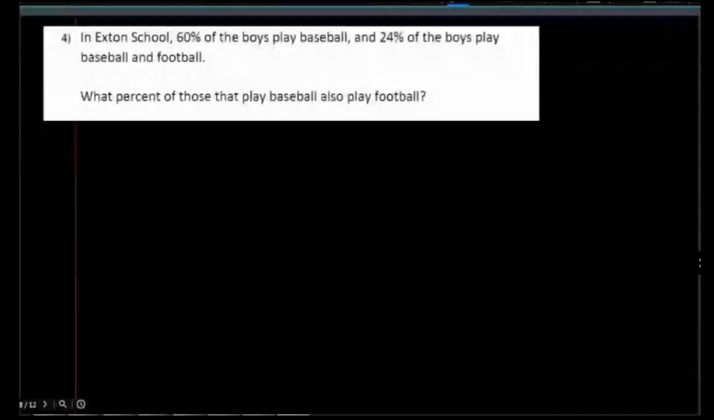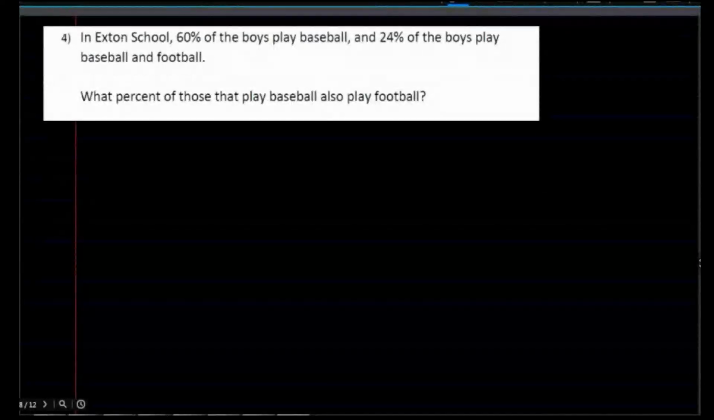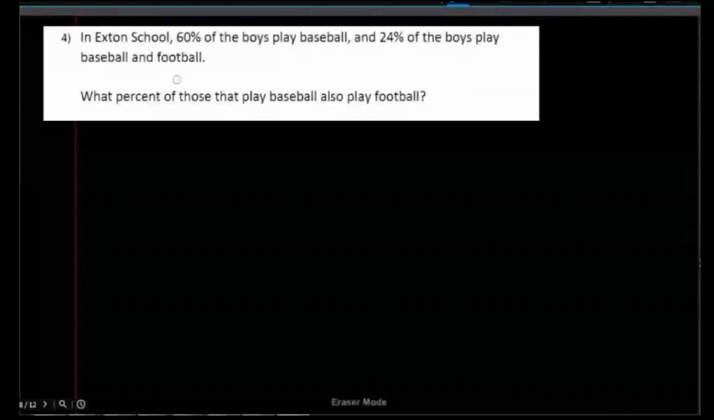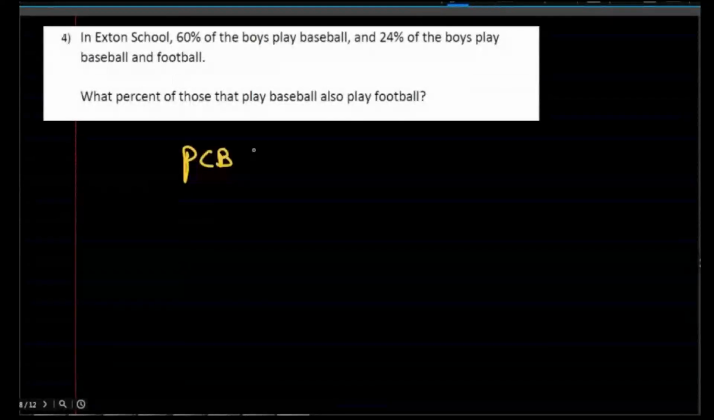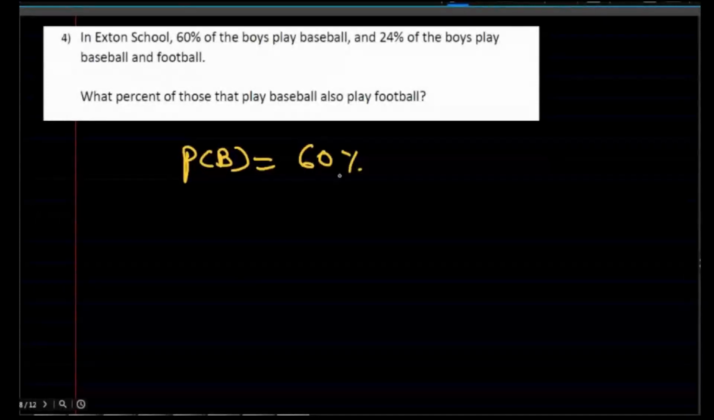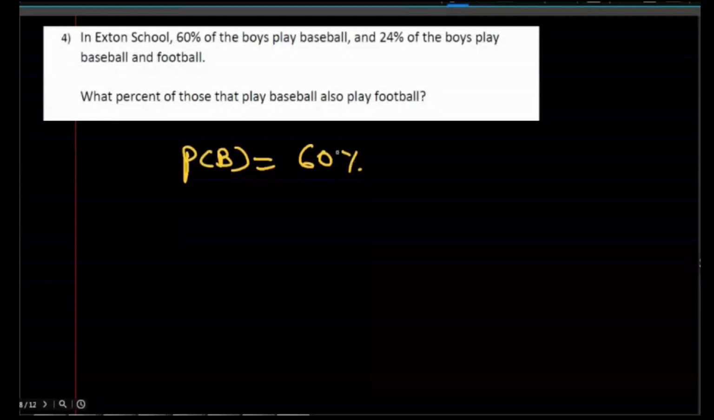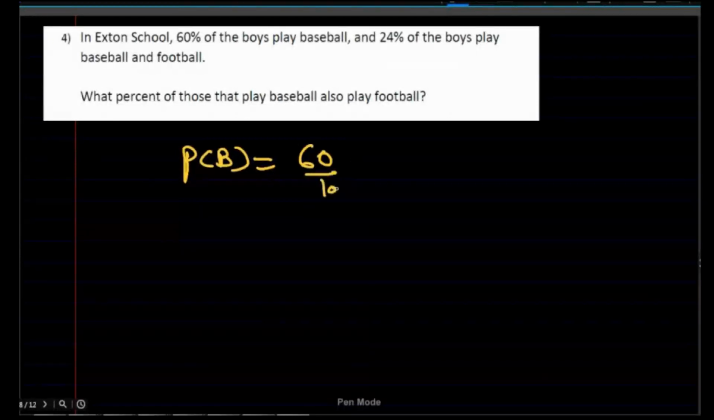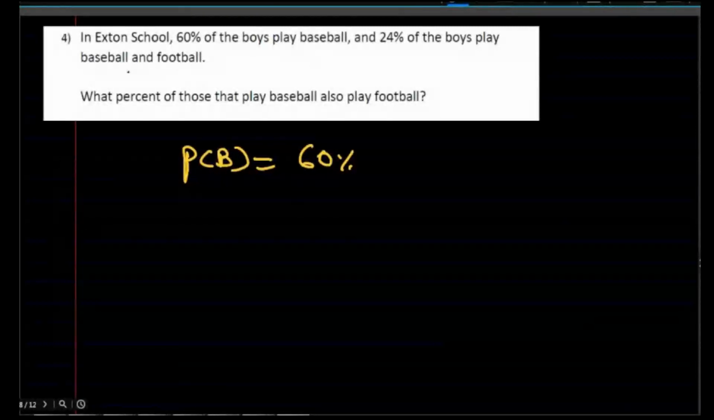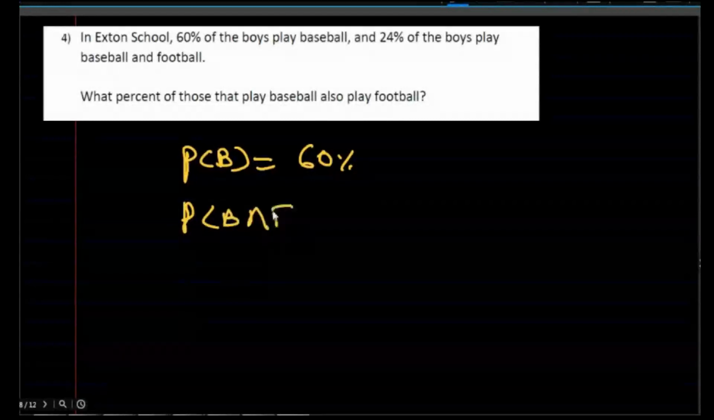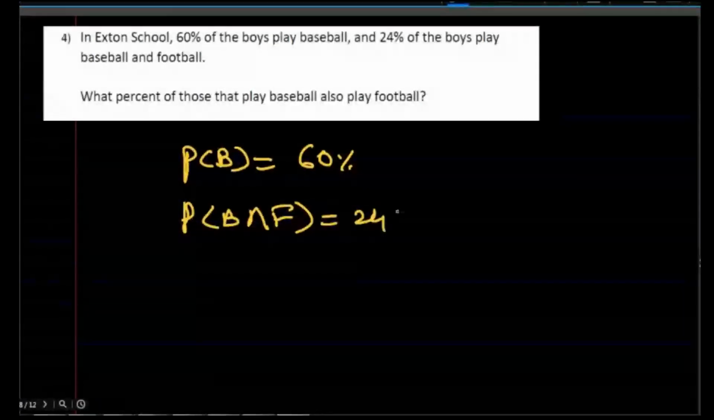Now the last question. Two more questions like this. In Exton school, 60% of the boys play baseball. Probability of baseball is equal to 60%. Probability can be written as a percentage, 60%, or as 60 divided by 100. We will consider it as 60% to avoid calculations. And 24% of the boys play baseball and football. Probability of baseball and football is equal to 24%.